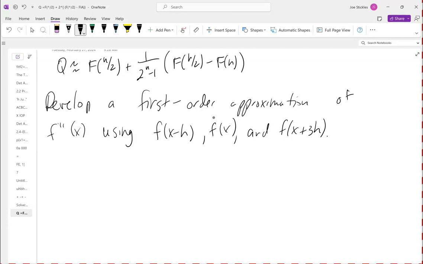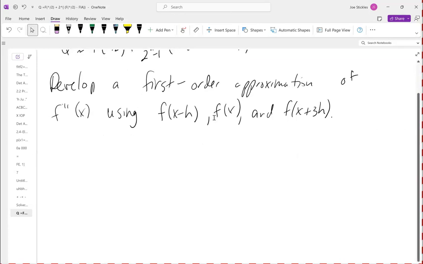Why those in particular? Who knows? But the process is the same no matter what you're asked to use. At least the process that we're going to use is the same no matter what you're asked to use. Okay. So again, all of these that we're going to do, we're going to start by looking at the Taylor series expansion for the function at f of x plus h. So they're all going to look the same as far as that goes.